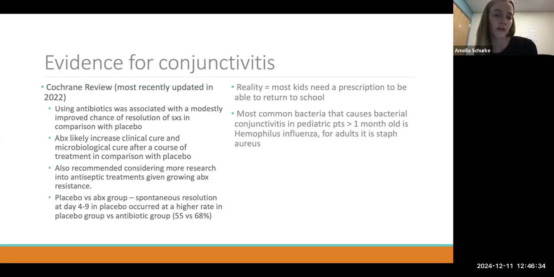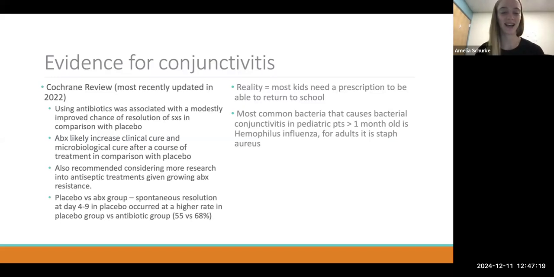The most recent Cochrane review about conjunctivitis was updated in 2022. They found through a review of the literature that using antibiotics was associated with a modestly improved chance of resolution of symptoms in comparison with placebo. And they found that antibiotics likely increased clinical cure and microbiologic cure by doing swabs of the eyes before and after a course of treatment in comparison with the placebo. They recommended considering more research about the effect of antiseptic treatment, like an iodine solution, given growing antibiotic resistance.